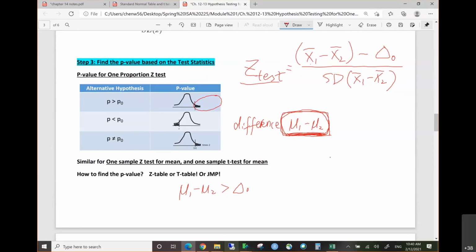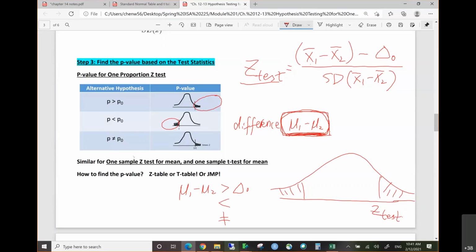If you have a left tail hypothesis, that means you need to go to the standard normal table to find the probability to the left of your z-test statistics. If you have a two-tailed hypothesis, that means what? That means you need to care about the two tails, right, of your z-test statistics.